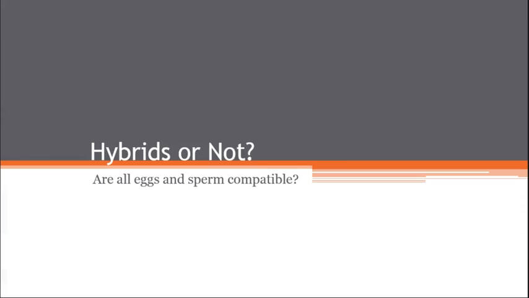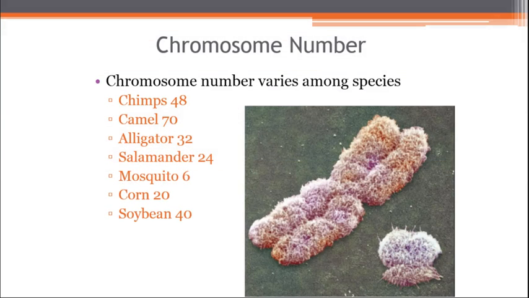All right, now hybrids. Speaking of species, can you have one species breeding with another species? Are all eggs and sperm compatible? Well, part of that depends on chromosome number. Chromosome number is going to vary among species. Chimps have 48, camels have 70, alligators 32. You can read the rest of that. We have 46. So it's very important that the chromosomes match, at least in animals. Plants are way more flexible about this, but in animals, the chromosome number really needs to match. Otherwise, if you don't have the right number of chromosomes, bad things happen.